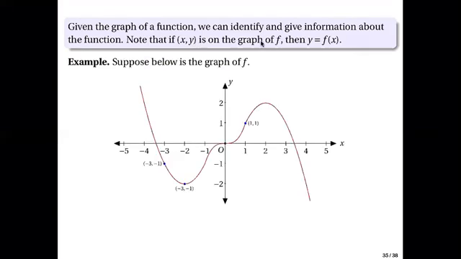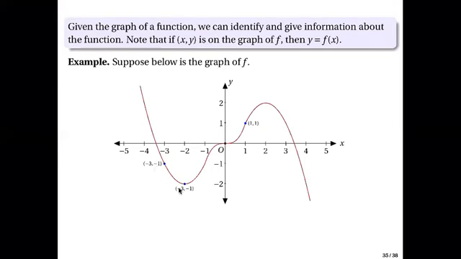Now look at this. Given the graph of a function, we can identify and give information about the function. Note that if (x, y) is on the graph of f, this means y equals f of x. So the y here equals f of x. For example, suppose we have this graph here, and this point.